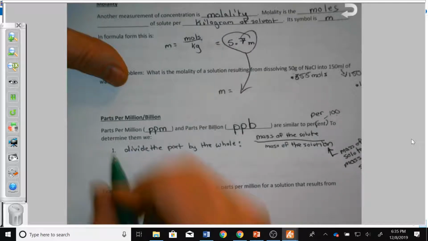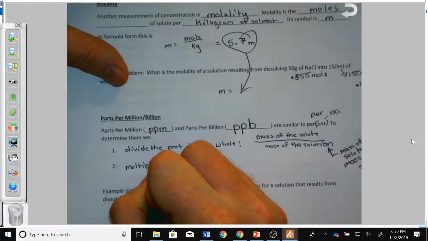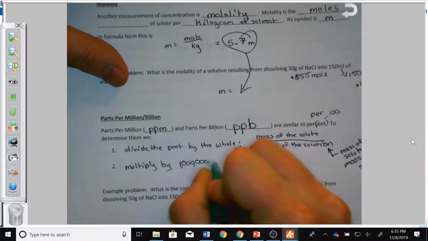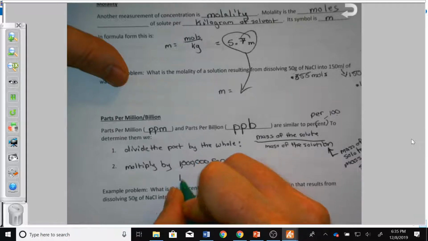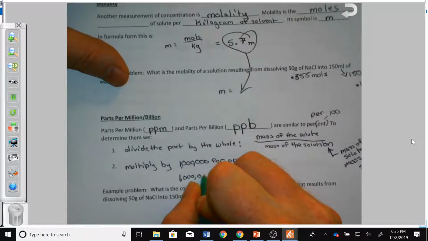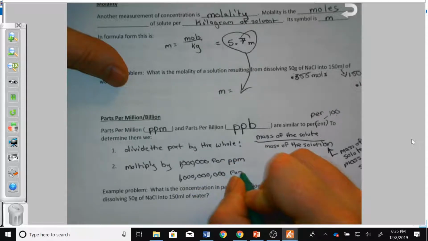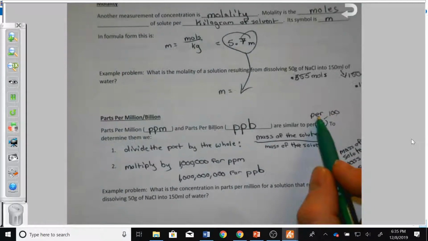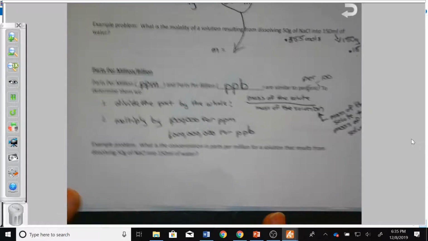And the second step would be to multiply by 1 million for parts per million, and multiply by 1 billion for parts per billion. So just like we would multiply by 100 to get a parts per 100 or a percent, we would multiply by that 1 million for parts per million or 1 billion for parts per billion.